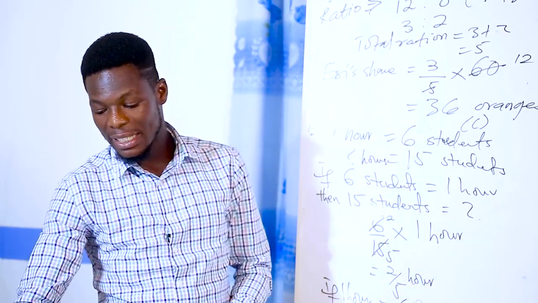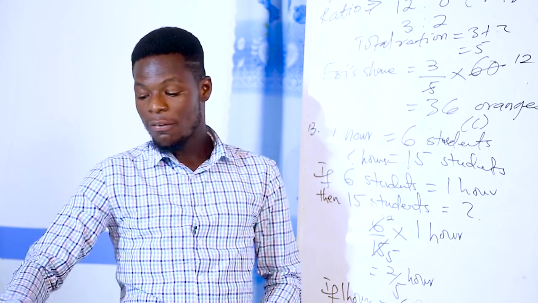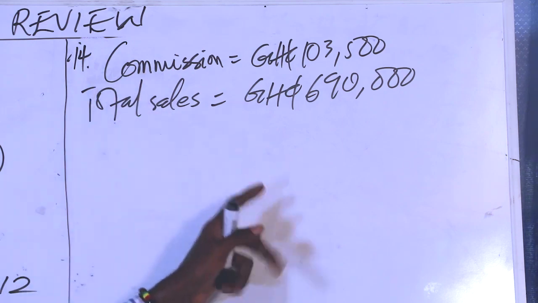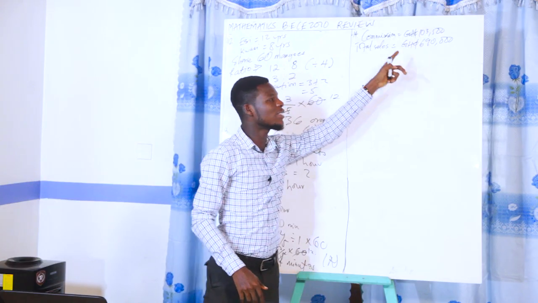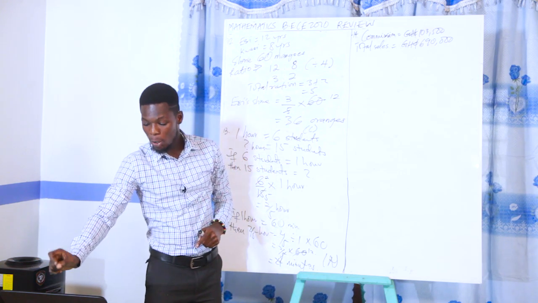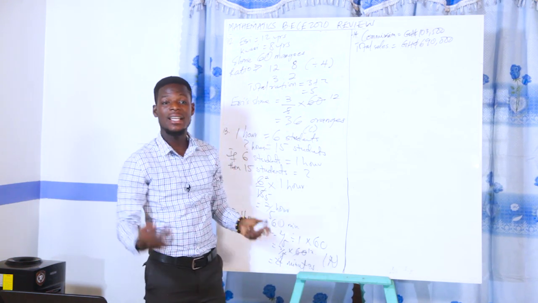So this housing agent makes a commission of 103,500 cedis when he sells a house for 690,000. So he sold the house, and his share for selling the house on behalf of the original owner is what gives us the commission. And he sold the house for 690,000 cedis. So we are asked to find the commission in percentage.